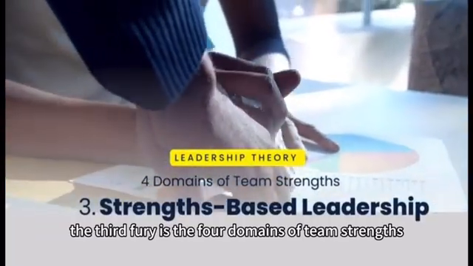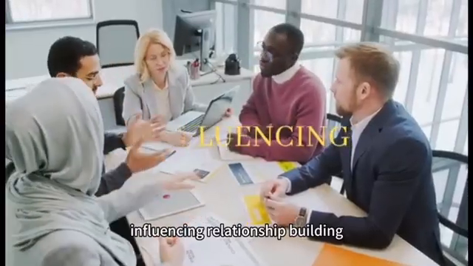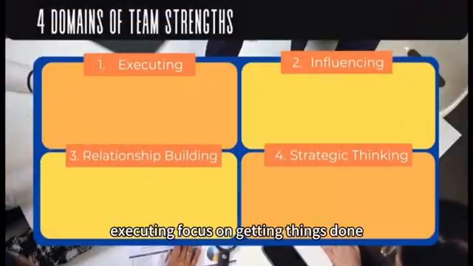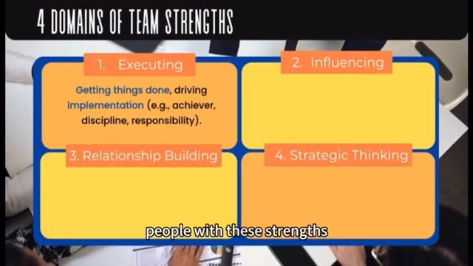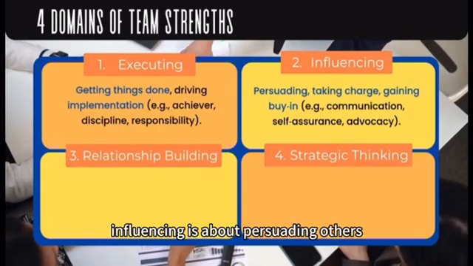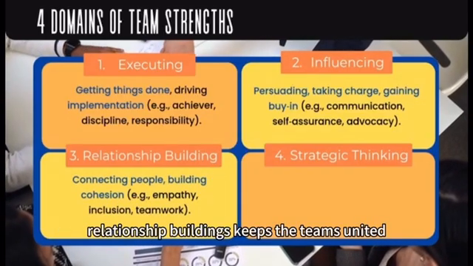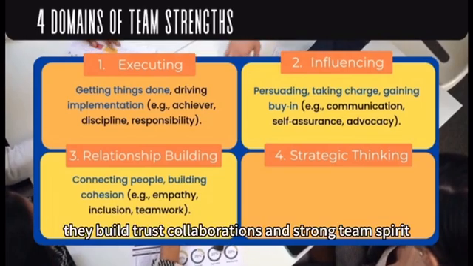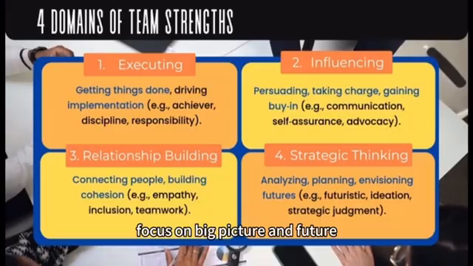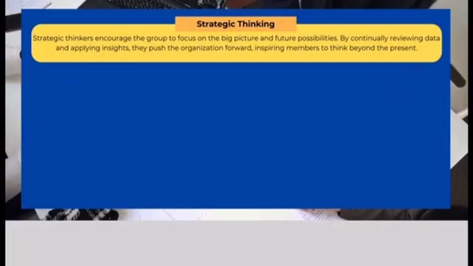The third theory is the 4 domains of team strengths. They are executing, influencing, relationship building, and strategic thinking. Executing focuses on getting things done. People with these strengths turn plans into real results. Influencing is about persuading others and getting support. They help share the team's ideas widely. Relationship building keeps the team united. They build trust, collaboration, and strong team spirit. While strategic thinking focuses on the big picture and future, they guide the team toward long-term goals.